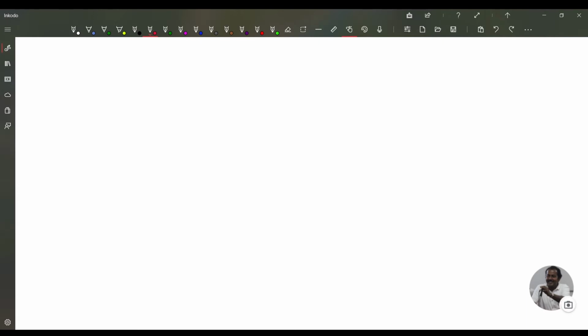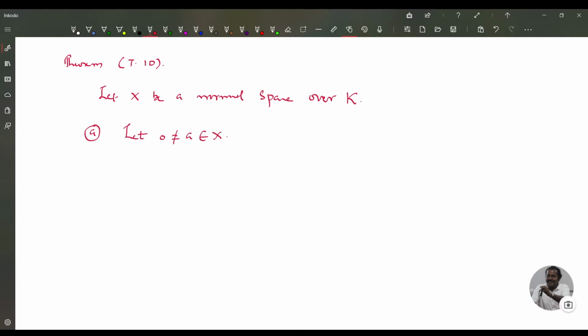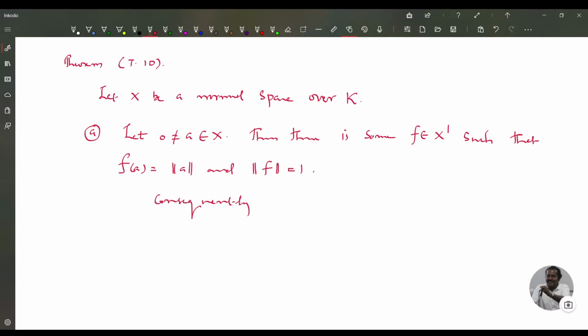Today we discuss some consequences of the Hahn-Banach extension theorem. Theorem: let X be a normed space over K. Let 0 not equal to a belong to X. Then there is some f in X* such that f of a equals norm a and norm f equals 1. Consequently, norm a equals the supremum of modulus of f of a such that f belongs to X*, norm of f less than or equal to 1.